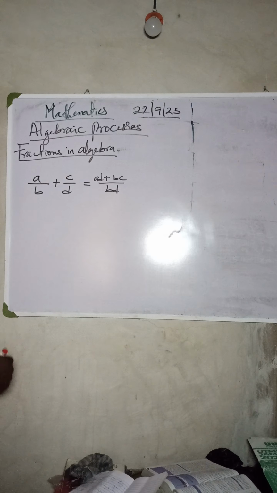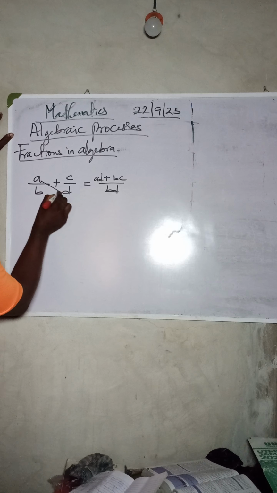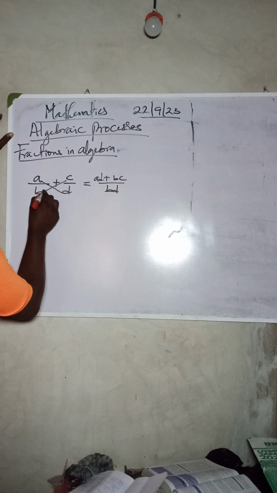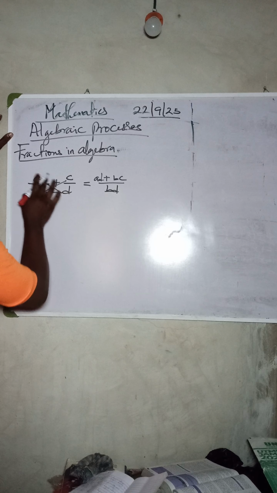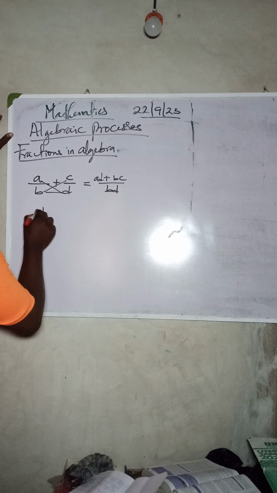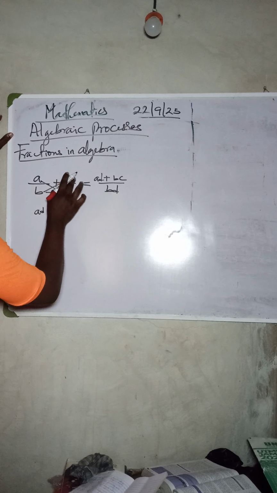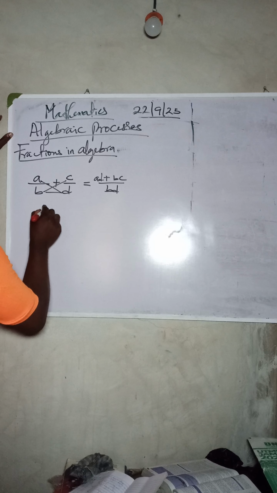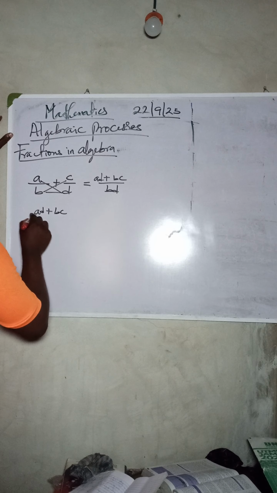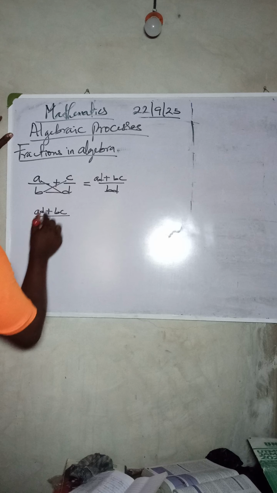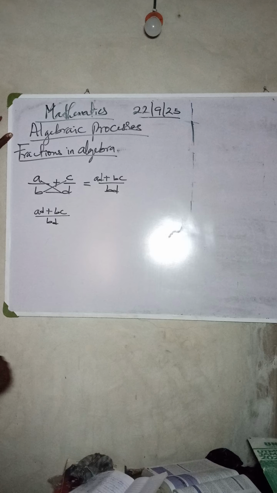When you have something like this, like I always teach my students physically, what you do is multiply this with this, multiply this with this, and multiply this with this. When you multiply this numerator with this denominator, I'm going to have AD. Multiply this one like this. Remember, this sign here is plus. B times C is BC. Then everything over this times this, which is BD. Now you can see that's what we have here.